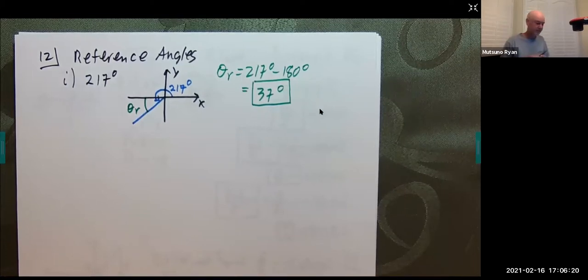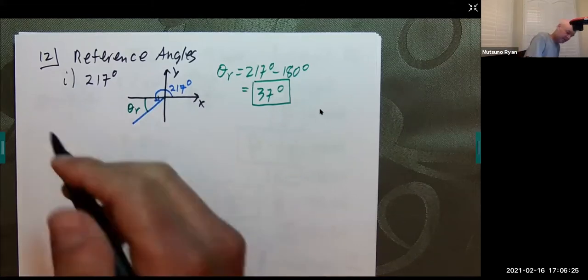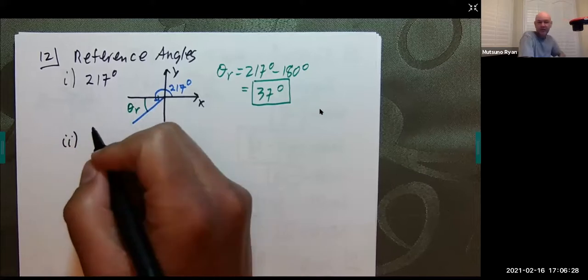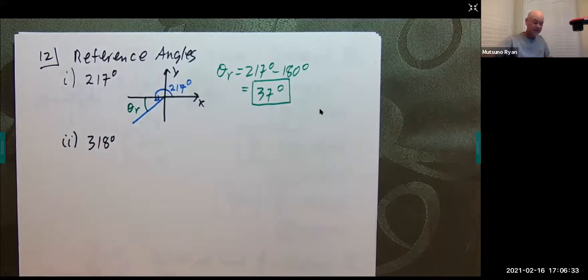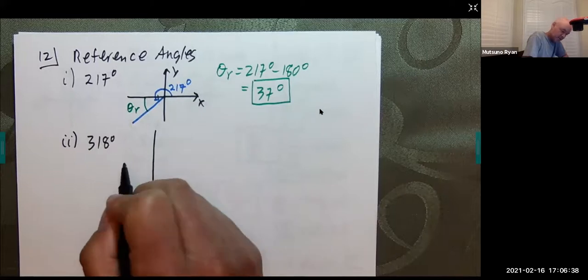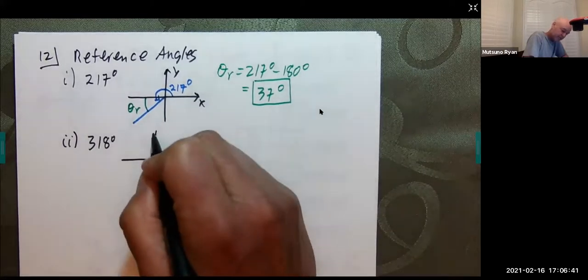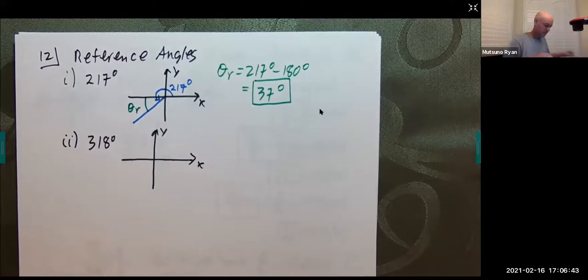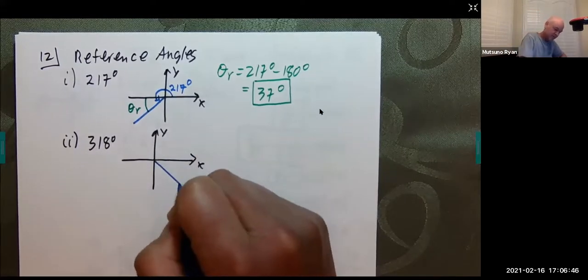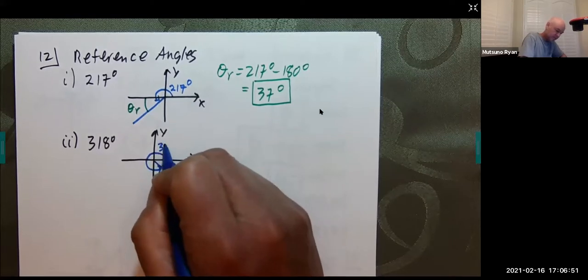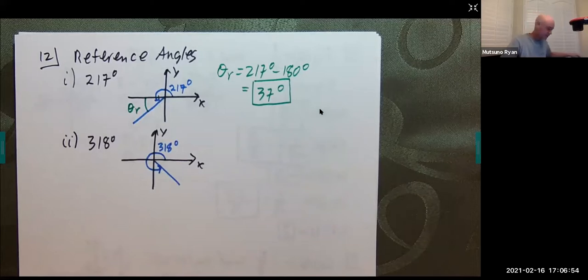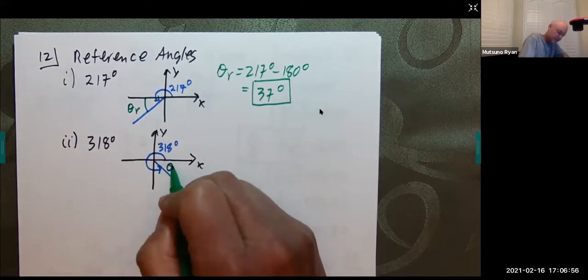Remember, your reference angle is always the angle that gets you to the x-axis quickest. Always the x-axis. For 2, find the reference angle of 318 degrees. 318 degrees is in quadrant 4. So now we're down here. Once again, we are looking for this angle here.